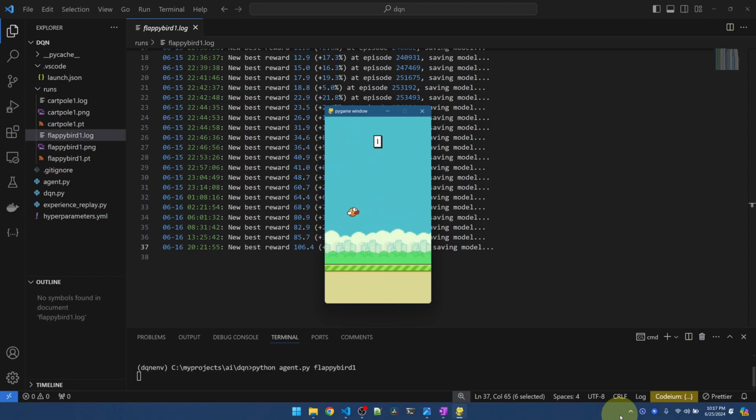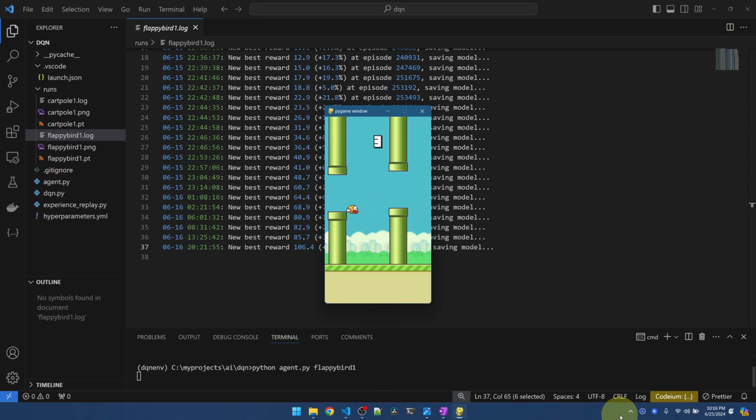Let's see the worst one. I don't like how it takes a nose dive at the beginning, but I guess there's nothing we can do about it. This is where it touches the tiny, tiny corner of the pipe and the episode ends.